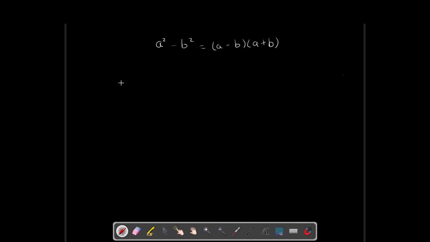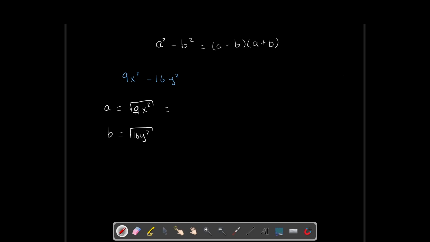Let's see this other example where we have coefficients on both terms. We have 9x squared minus 16y squared. As you can see, we have two different variables and two different coefficients. So exactly the same that we did before with the other two exercises. We are going to find a by taking the square root of the first term, 9x squared. So a equals the square root of 9x squared. Then b is the square root of the second term, which in this case is 16y squared.